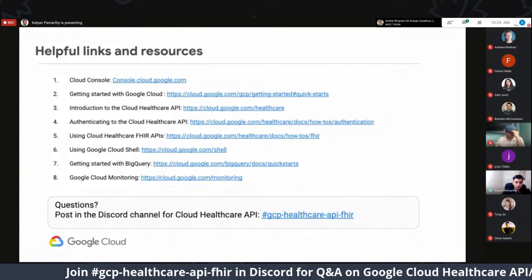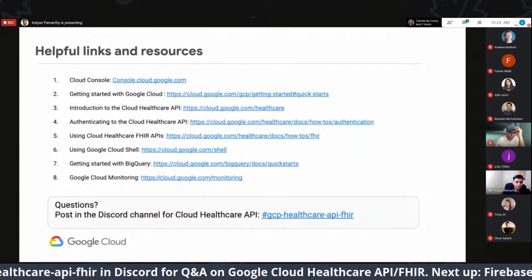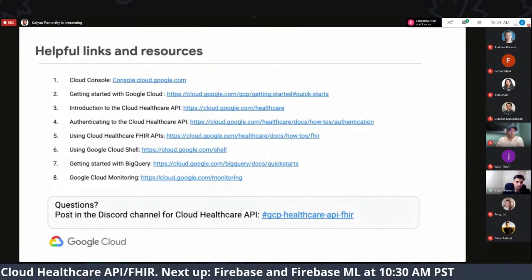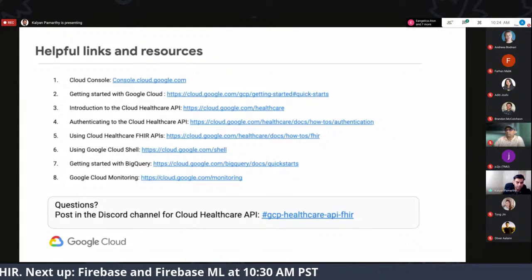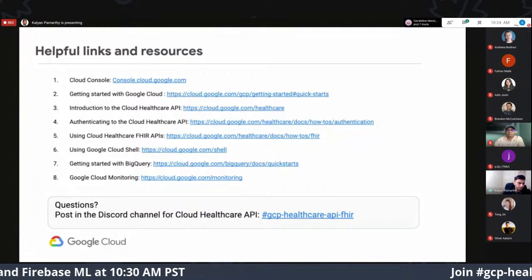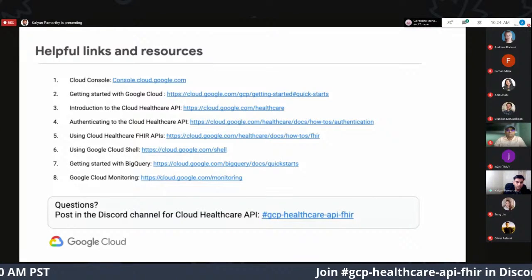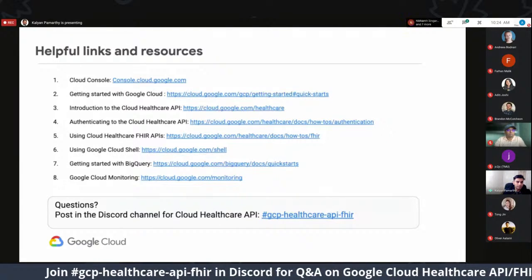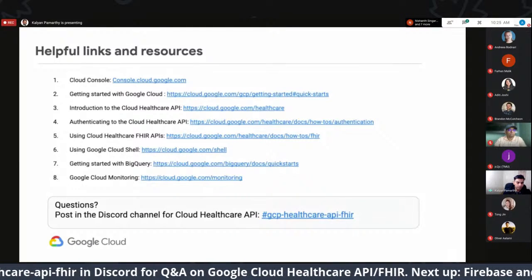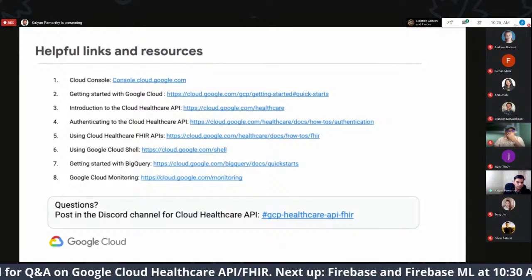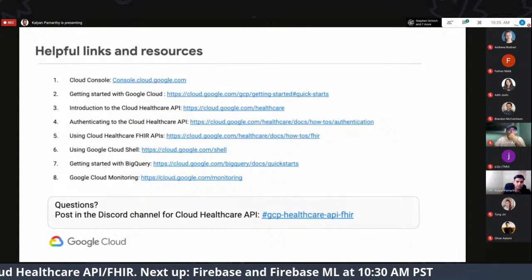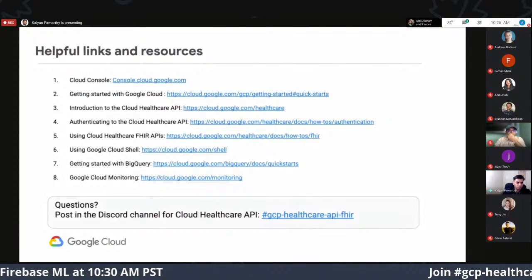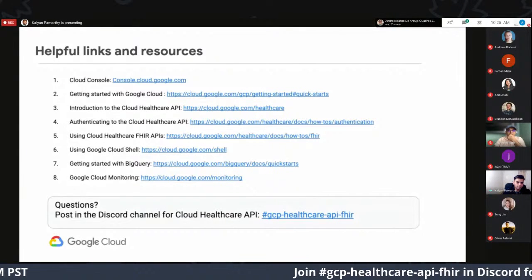So that's a very quick overview of how to get started. There's a lot of information online. Like I said, you always start with the Cloud Console. We have quick start guides on getting started with Google Cloud, if this is your first time working with Google Cloud, and introductions to the Healthcare API. If you're building an app, how do you authenticate to the Healthcare API backend? How do you get your access tokens, for example? We've got a lot of information there, and a lot of detailed information on the specific methods that you can use to interact with the FHIR APIs.